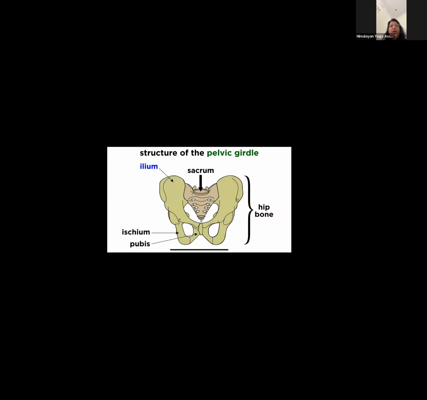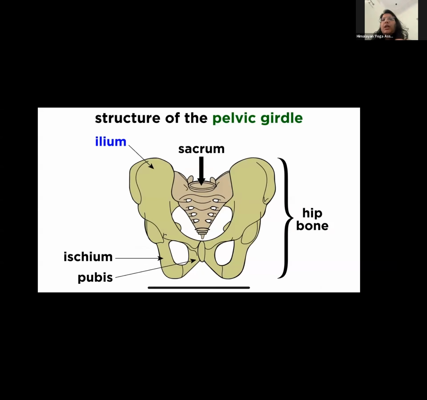So in the pelvic girdle we have the ilium, ischium, and pubis, and together they are fused. They are an immovable joint. They're not even joints now, they're just one bone, and together this is called the hip bone. And you see, we studied the sacrum. Where did we study the sacrum?